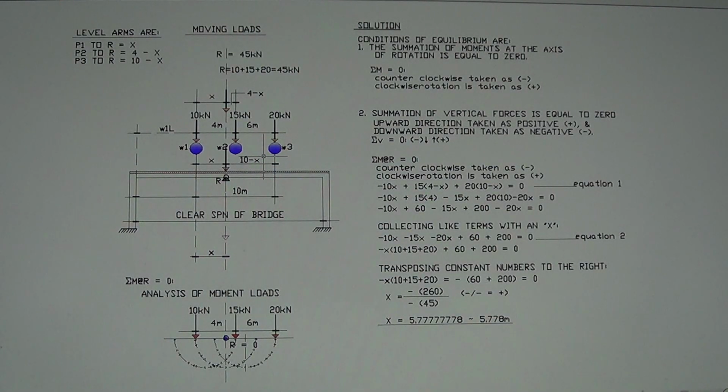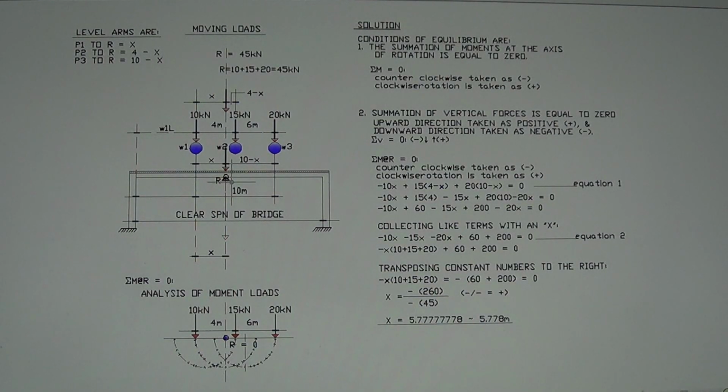Alright, so when you take moment at point R, you have to apply the sign convention right here. Number one, the summation of moment at the axis of rotation is equal to 0. You put everything into 0 as your equation. So the summation of moment at R is equal to 0, the counterclockwise taken as negative.